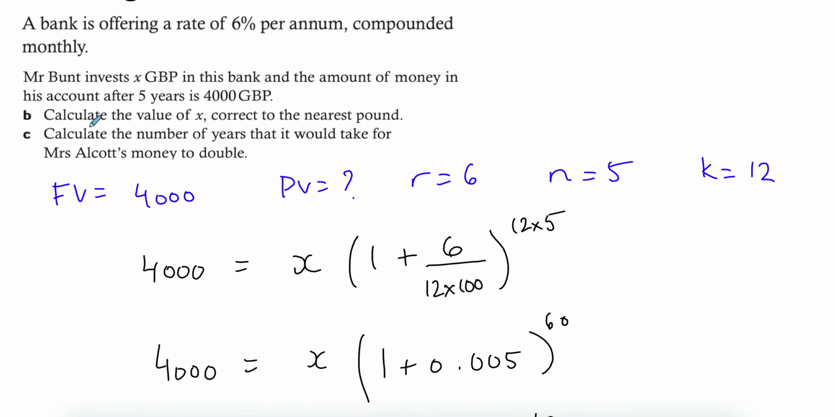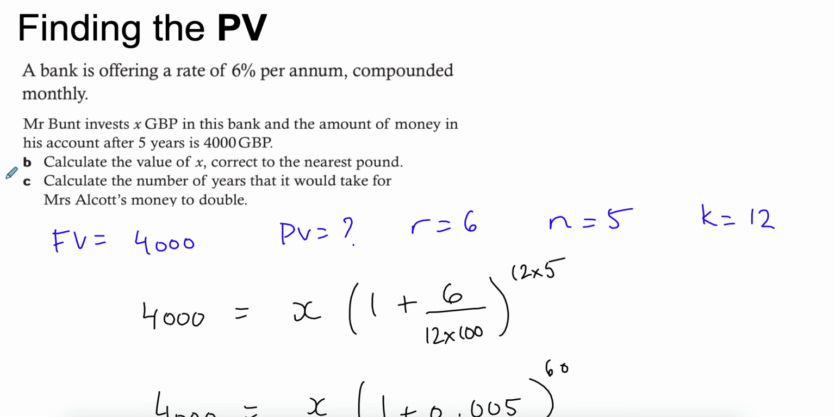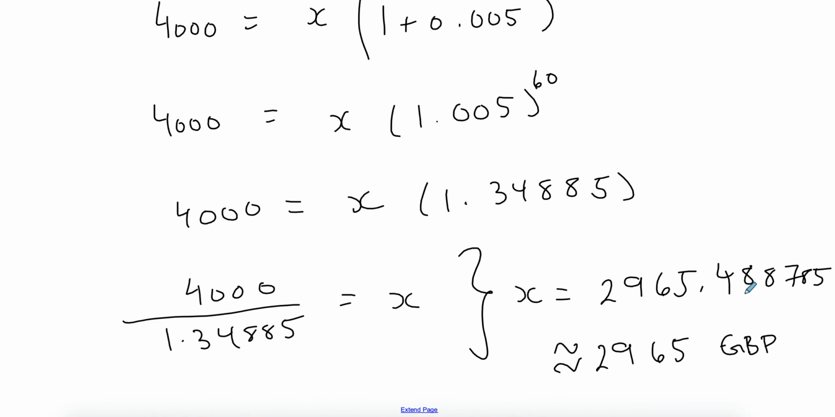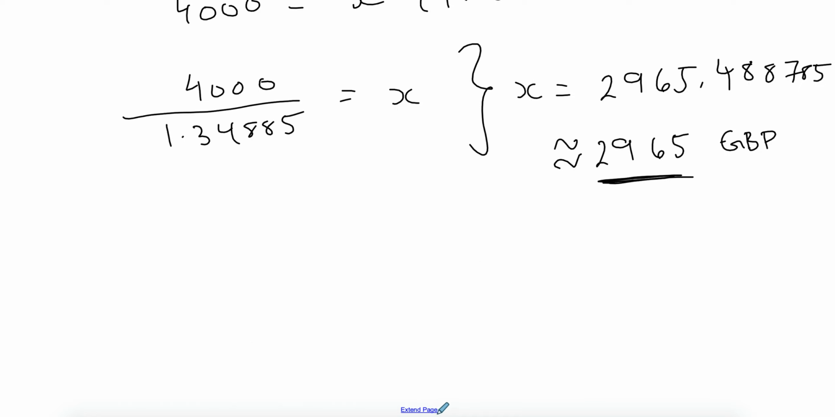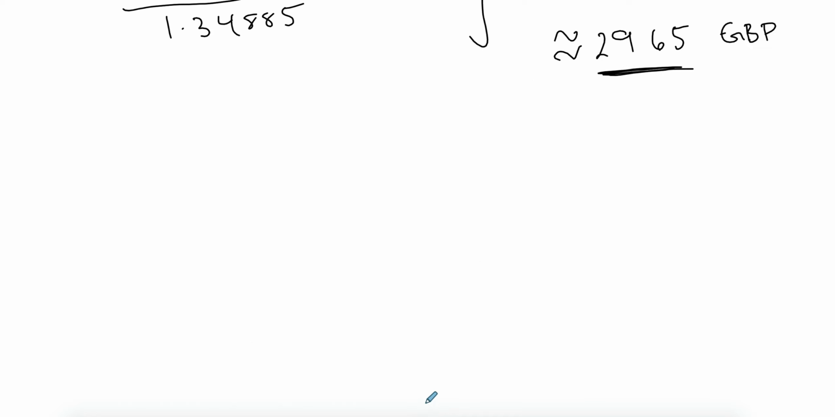For part C, there was a part A in this question, so ignore that part. For part C, calculate the number of years that it would take for Mrs. Alcott's money to double. So her money is this, remember, this is her initial money, and we want to know how long it's going to take to double, so that's another case for N. I'm going to have you try and solve it, and if you pause the video and unpause, I'm going to tell you the answer. If you do it by log, you're going to get N equal to 11.6. If you do it by GDC, you'll get an answer where N is equal to 12.